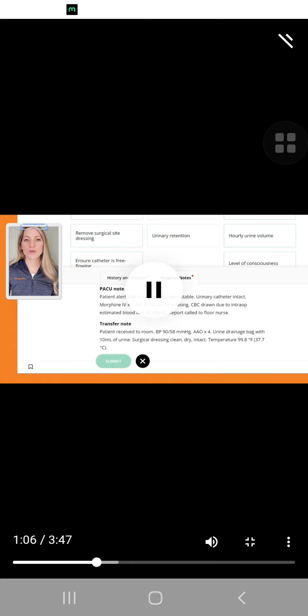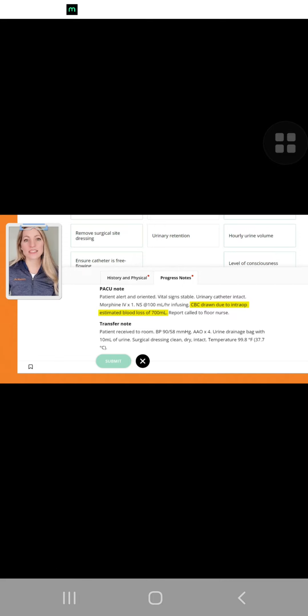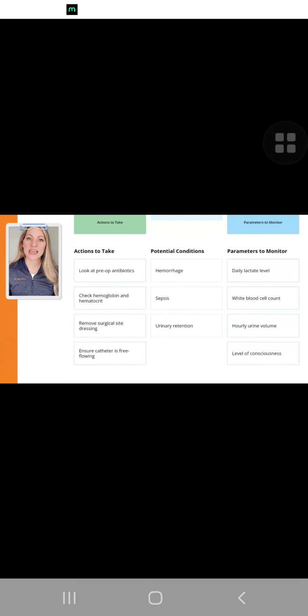The PACU note reports a CBC was drawn because the client lost about 700 milliliters of blood. The progress note shows a blood pressure of 90/58, 10 milliliters of urine output, and a temperature of 99.8. The decreased urine output could be due to any of these 3 conditions. This is the dangerous part of the question.